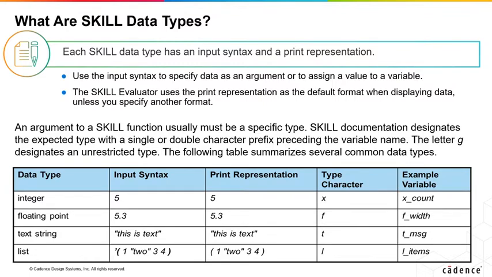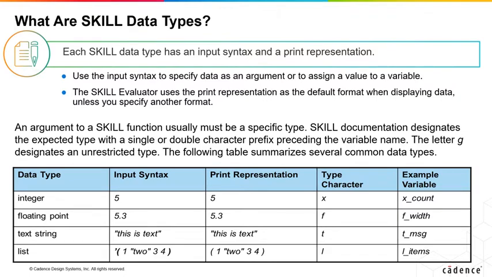Next, we have a text string. Text strings are enclosed in double quotes, as the input and print representation show. The type character is T, and an example here is T underscore MSG, meaning if you were to supply a message to a particular function and it had a T as the character type, you would need to specify a text string.